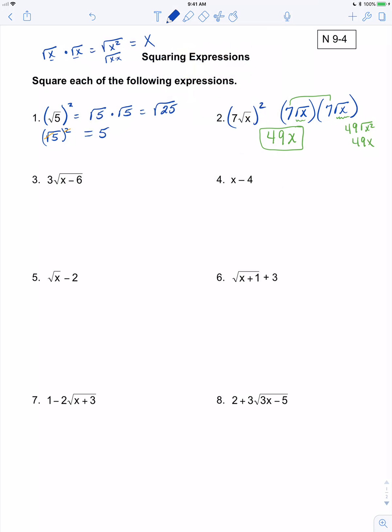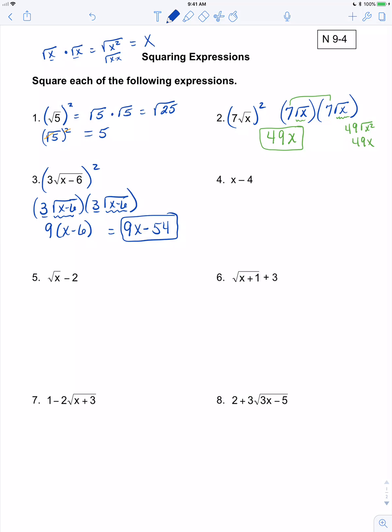Okay, now we're going to say 3 times the square root of x minus 6, and we're going to square that. Again, 3 square root of x minus 6 times 3 square root of x minus 6. You can only multiply what's on the outside times what's on the outside. So the 3 times 3 is 9. And then the square root of x minus 6 times the square root of x minus 6 is just x minus 6. Now I can distribute that 9 to both of those terms, and I'm going to get 9x minus 54.